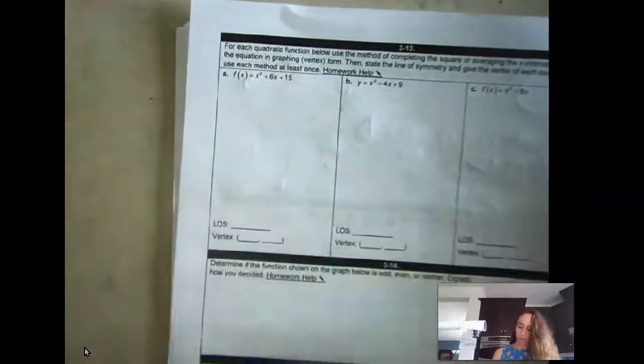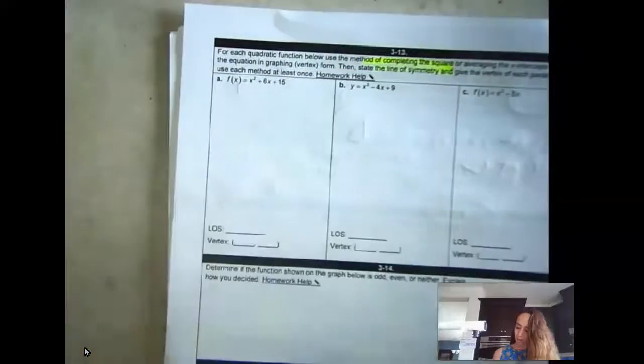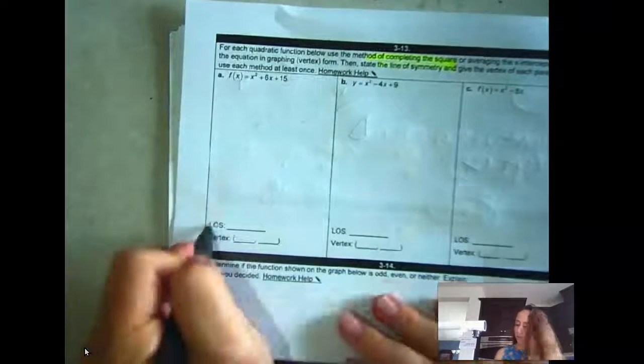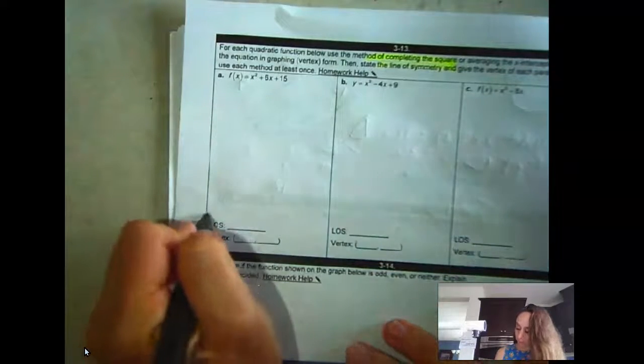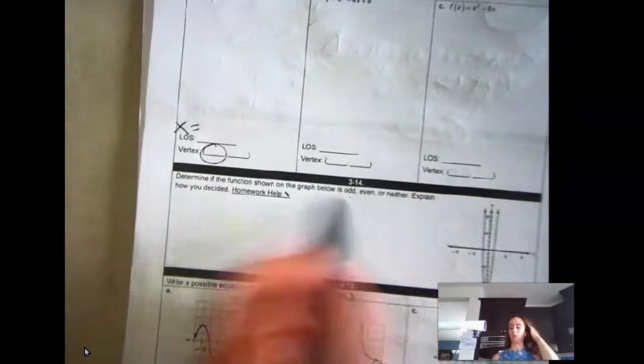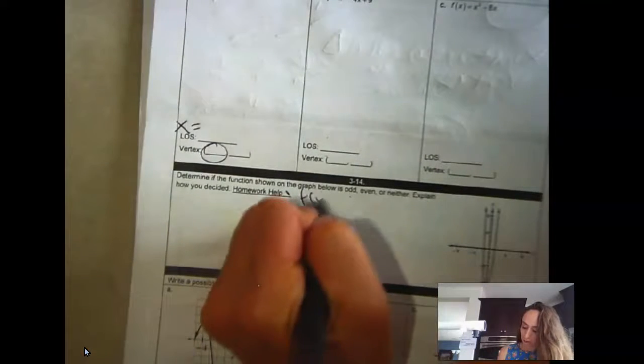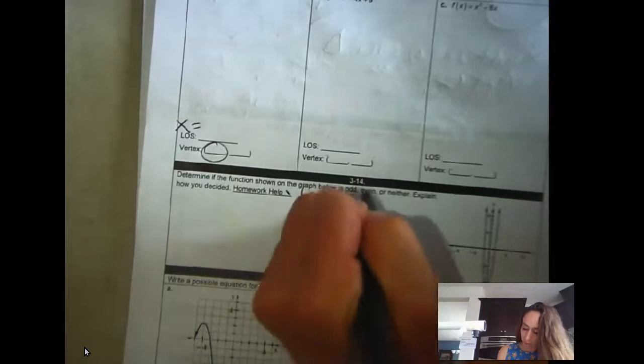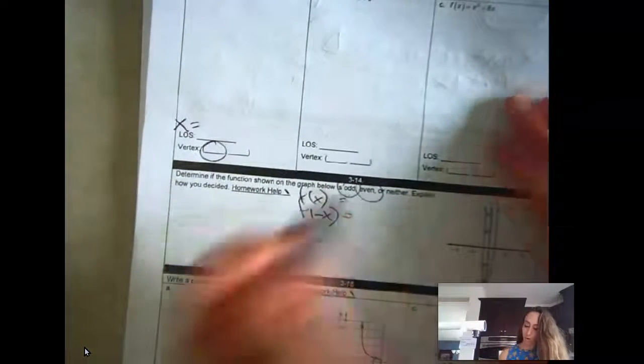Here, they want you to solve by completing the square. And they want the line of symmetry. That's what LOS is. That means they want x equals whatever that value is. Determining if it's odd, even, or neither. Remember, that's when you plug in f of x and you plug in f of negative x. If they're the same, it's even. If they're opposite, it's odd. And if it's neither, then it's neither.